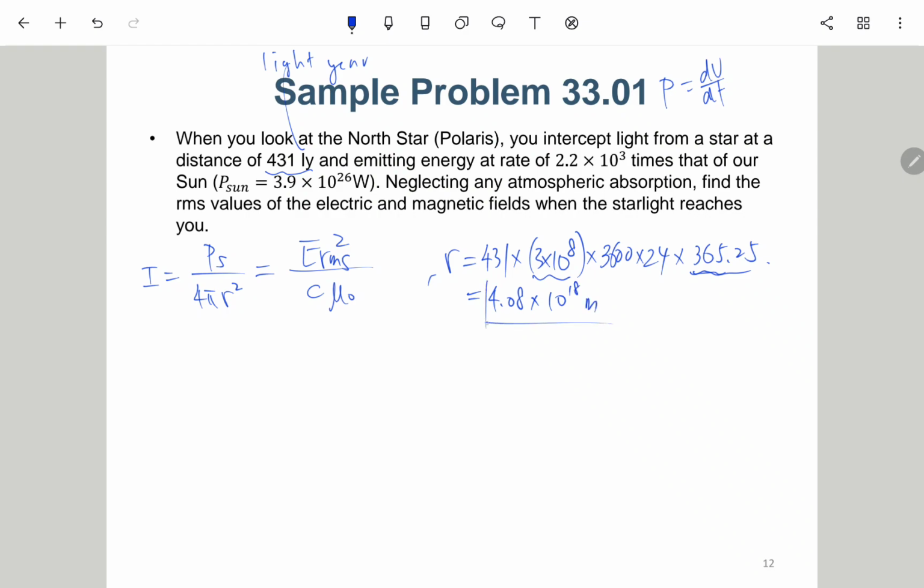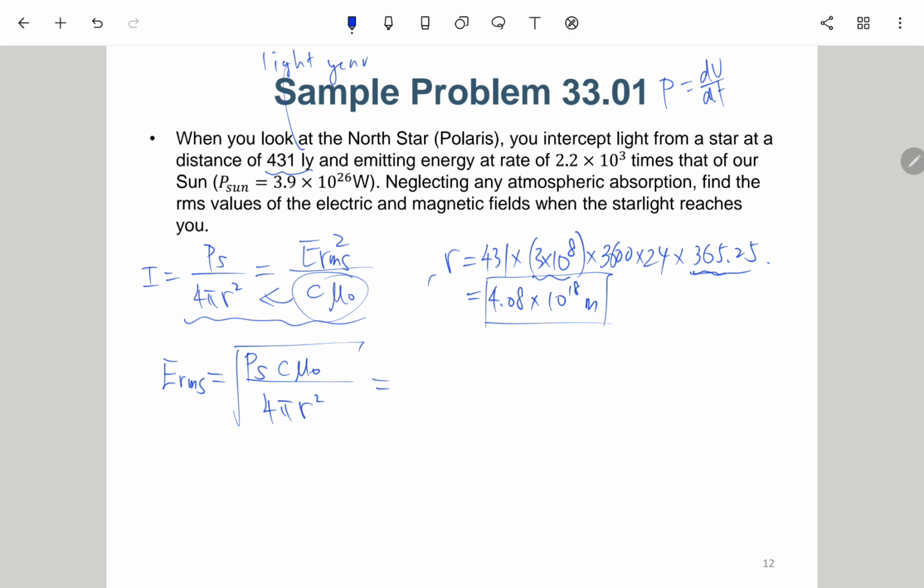Okay, so that's why we usually use light year to represent the distance in space. Otherwise the number will be really large. Okay, so based on this equation, we can try to have E_RMS equals to something. So we try to move this part to the left side and then take the square root. So we have P_S c mu naught over 4 pi r squared, and then take the square root for the whole thing.